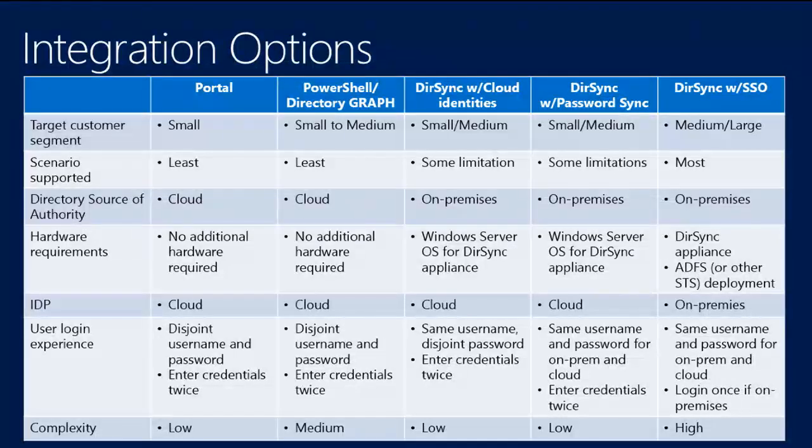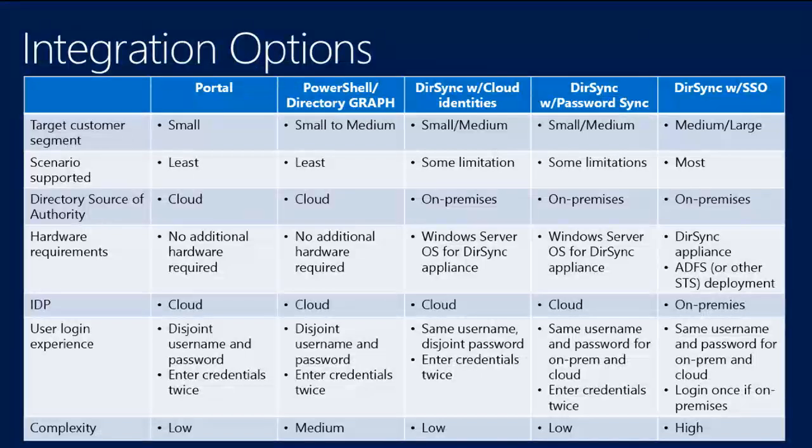And again, same type of experience as before. You'll have different usernames and passwords. They'll have to type their username and password twice. And the complexity is a little bit higher because you're writing code or you're doing something to automate the PowerShell. The last three columns are all DirSync, and they really differ in terms of the identity solution. So I'll just run through these real quick.